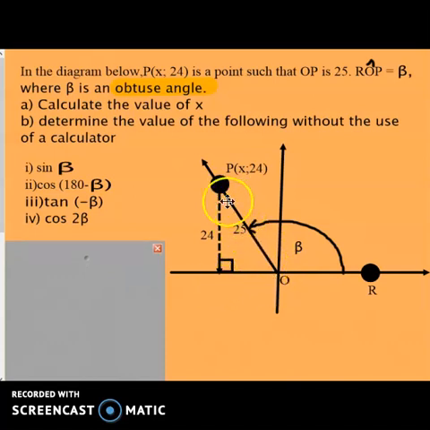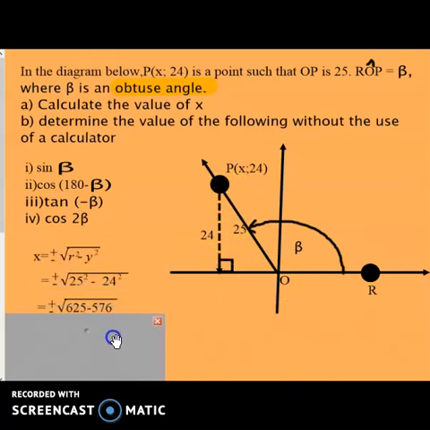So the first thing I do, it's a right angle triangle, so I will use Pythagoras. 25 squared minus 24 squared, and I get my answer as 625 minus 576. I get the square root of 49, but remember all along, this answer could be plus or minus, so I need to indicate it could be plus or minus. Then I get an answer of plus or minus 7, but then I say it is negative 7 because it is in the second quadrant. X in the second quadrant is negative.